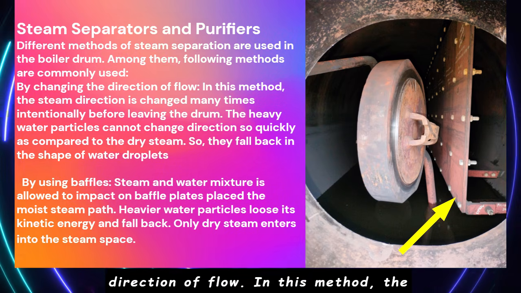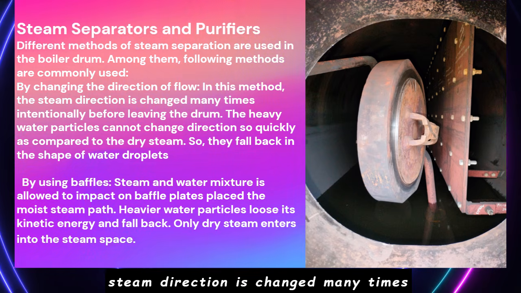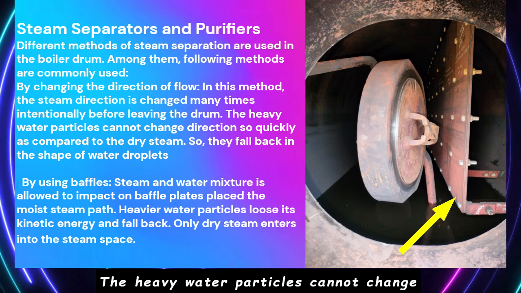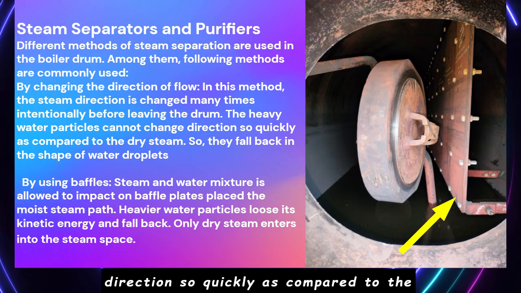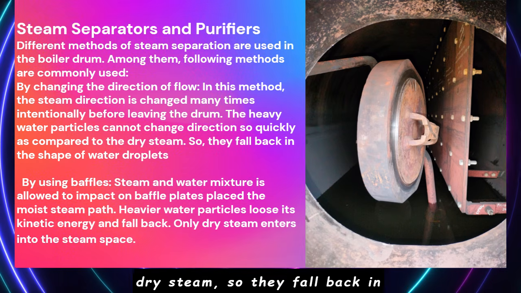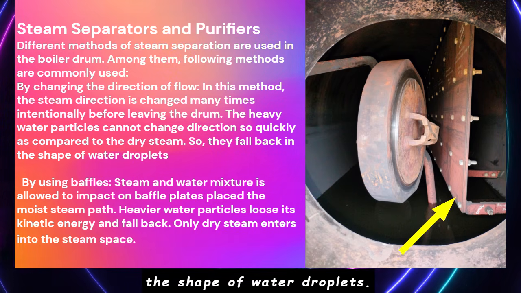By changing the direction of flow. In this method, the steam direction is changed many times intentionally before leaving the drum. The heavy water particles cannot change direction so quickly as compared to the dry steam. So, they fall back in the shape of water droplets.